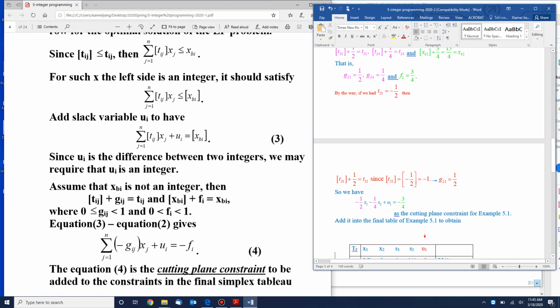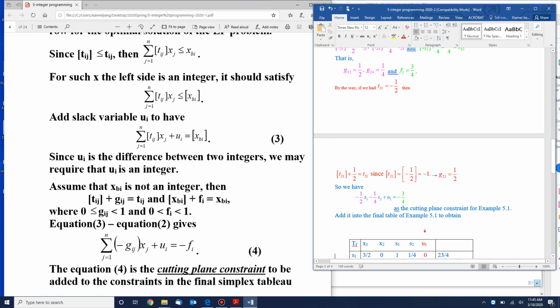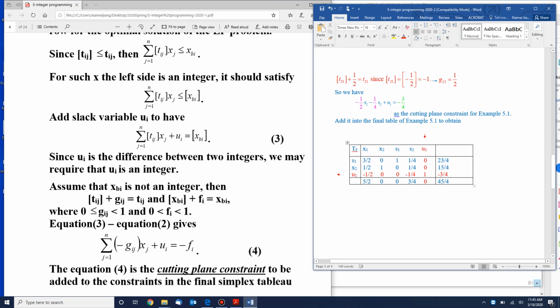So now what we do is bring it into the final tableau of example 5.1, and then you could see here we have an infeasible solution because u1 equals minus 3/4, and all the entries in the objective row are non-negative. So in this way, it is optimal but infeasible.